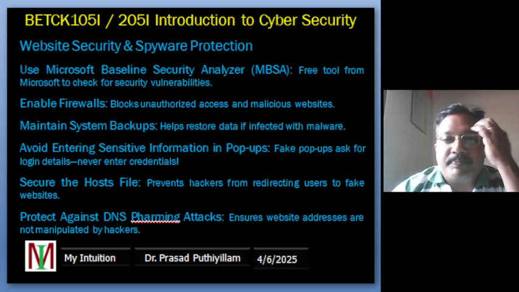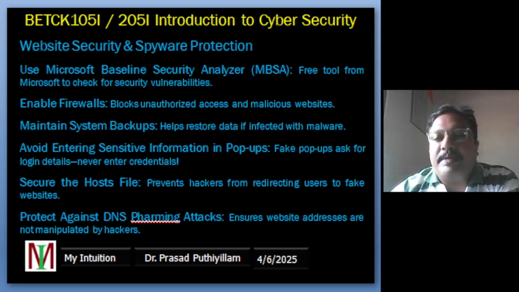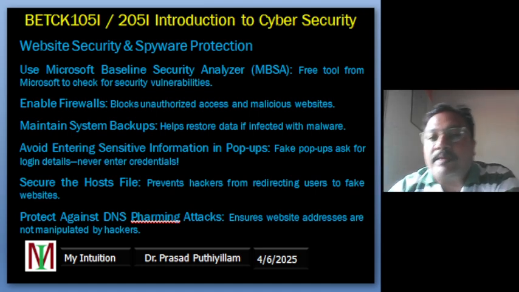Then comes using Microsoft Baseline Security Analyzer (MBSA). It is a free tool from Microsoft which checks if our Windows system is missing security updates. It keeps our system updated and prevents vulnerabilities which hackers can exploit. And we need to enable firewalls. Firewalls block unauthorized access to our computer, and stop malicious websites from loading, which prevents browser hijacking and other cyber attacks.